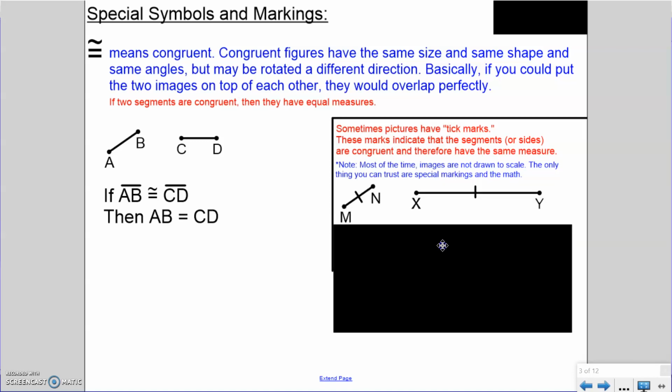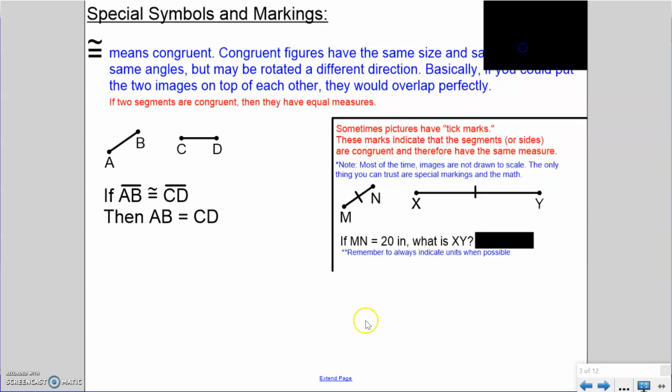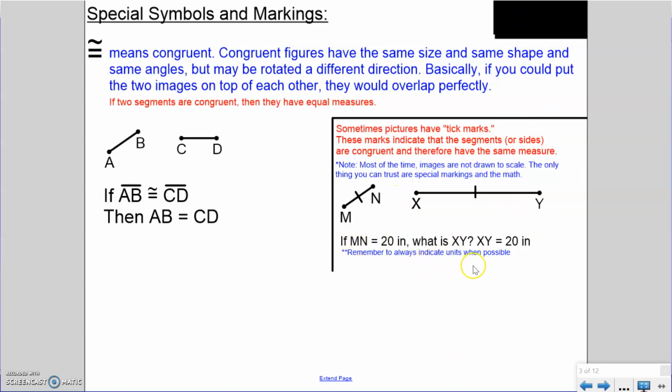So here's two line segments. All right, if the measure of MN is 20 inches, what is the measure of XY? Now they look totally different, but I see this tick mark right here. All right, that means they're the same. So if MN is 20 inches, XY is also 20 inches. And then remember to always indicate units when possible. If they don't have units, just say units. But if it says inches, make sure you keep it in inches. If they say meters, keep it in meters.